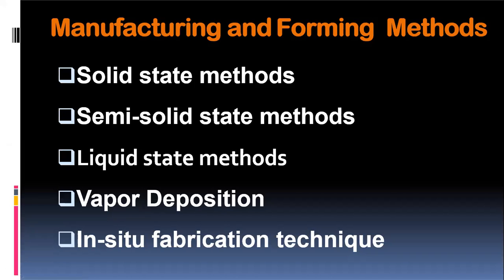Next, manufacturing and forming methods. So there are different types of manufacturing and forming methods for the metal matrix composites. First one is the solid state methods. Second one is semi-solid state methods. Third one is the liquid state methods. Fourth one is the vapor deposition. Last one is the in situ fabrication techniques. So these are all the different manufacturing and forming methods.